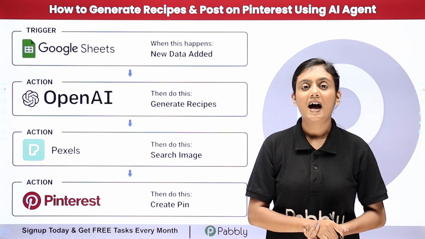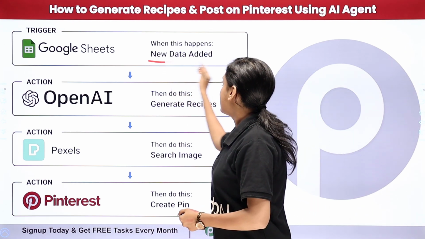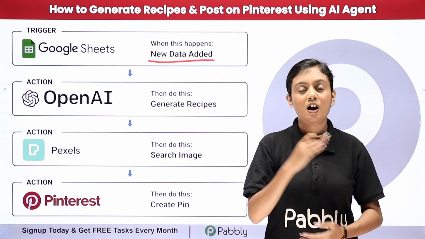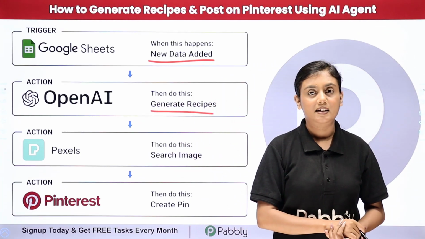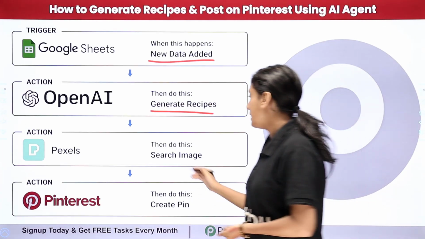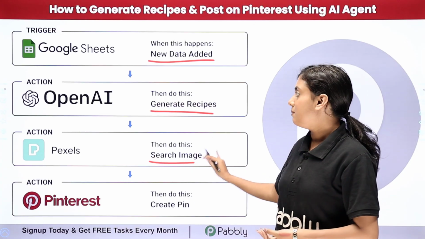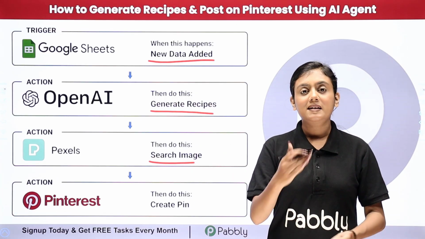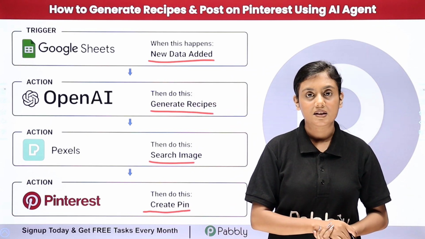In my spreadsheet, I add the name of the dish. So now as soon as I add the new data, that is the dish name in my spreadsheet, automatically an AI agent is going to generate the recipe for that dish. As the recipe is generated, automatically for that recipe, an image is going to be searched in my Pexels account. Now as I have the image and the recipe, automatically using the details, a pin is going to be created by the AI agent in my Pinterest account.